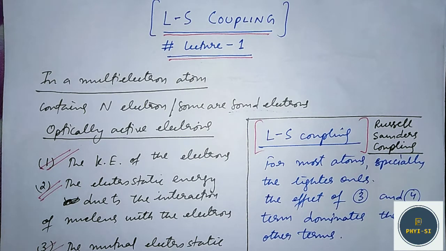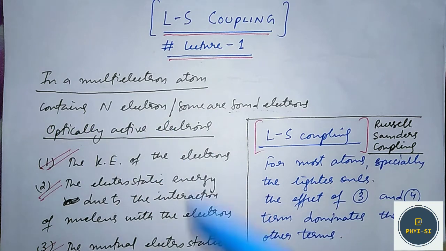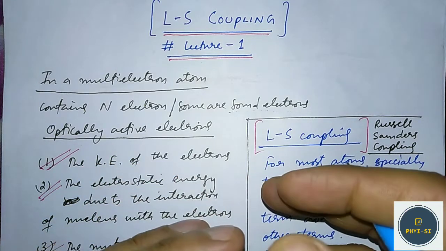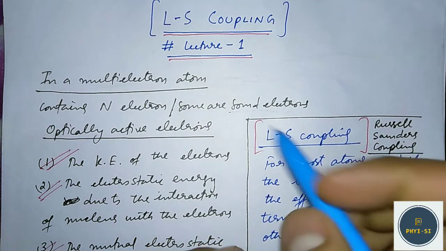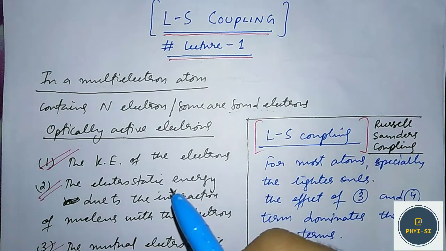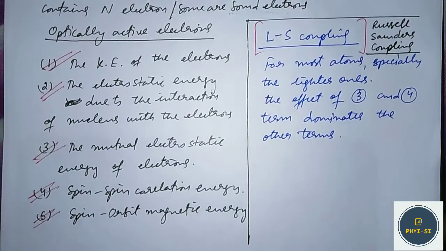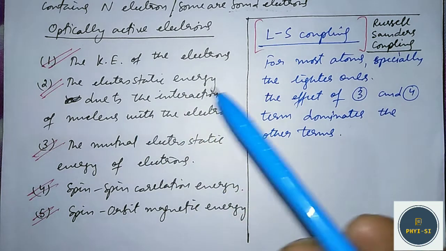So in a multi-electron atom, some of the electrons are more bonded to the nucleus, and some are not that much bonded to the nucleus, and therefore there are bound electrons and some electrons which are very far away from the nucleus. They're called optically active electrons. Now these multi-electron atoms can have interactions of these five kinds.